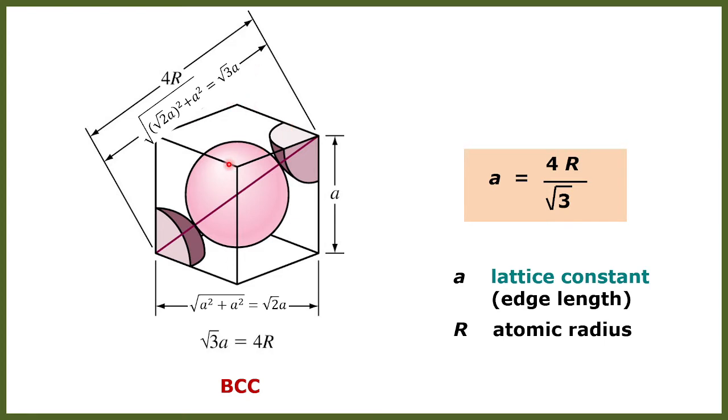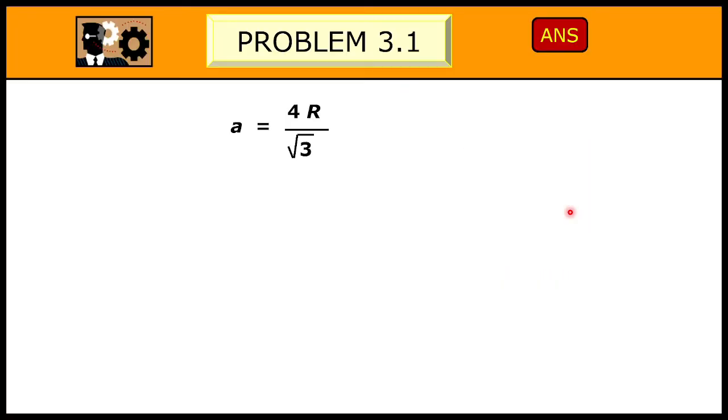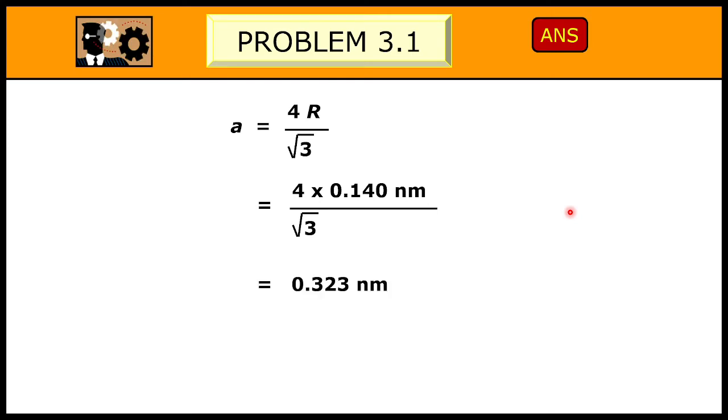So using this relationship, you know that 4r equals square root of 3 a, and then a equals 4r over square root of 3. So for this example, a equals 4 times 0.14 nanometer over square root of 3, which is equal to 0.323 nanometer.